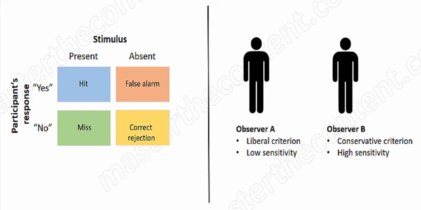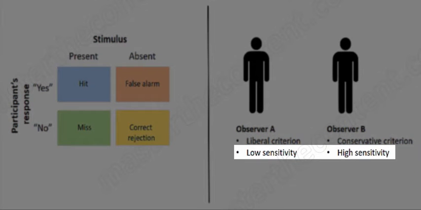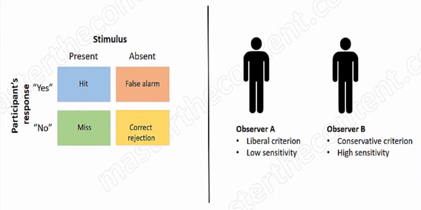Moving on, let's now consider how the results will differ between observer A and observer B if, in addition to the criterion level, they also differ in their sensitivity to the stimuli. Thus, we'll now consider observer A to have a liberal criterion and a low sensitivity to the stimuli, whereas observer B will have a conservative criterion and a high sensitivity to the stimuli.